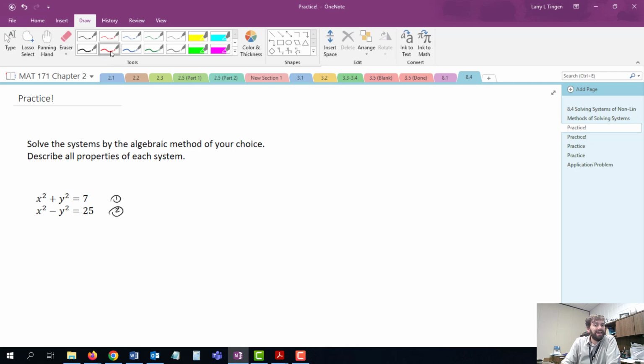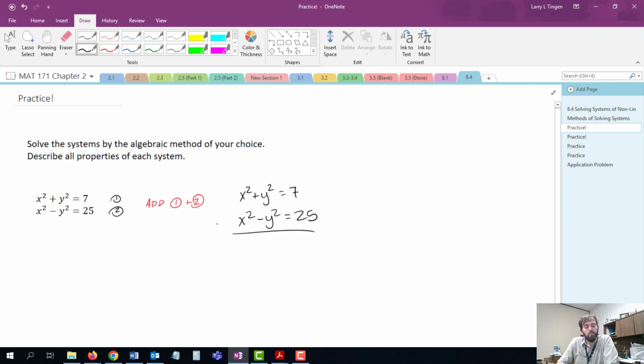So if I just add 1 and 2, then the y squares will fall out. So x squared plus y squared, I didn't do anything to them. X squared minus y squared is equal to 25. Now, if you're wondering why I seem to add more often, it's because subtracting makes it easier to make a mistake. If you subtract this equation, you have to distribute that subtraction to each term, whereas if you make them opposite signs and add them, that's not the case.